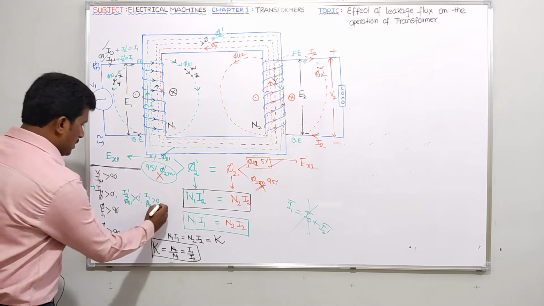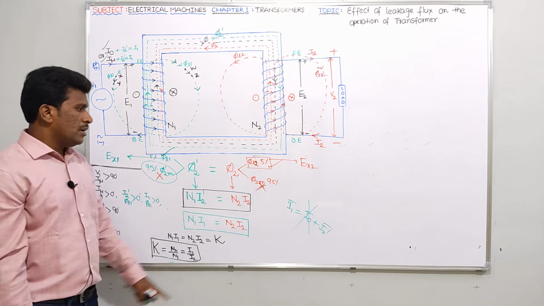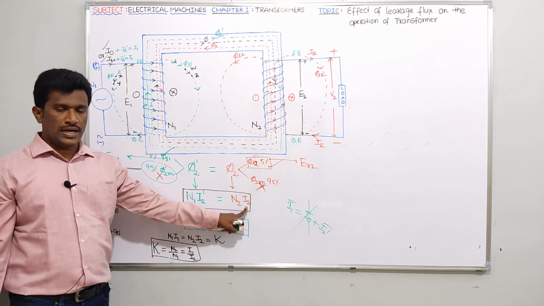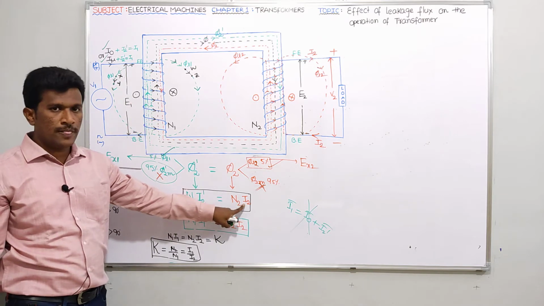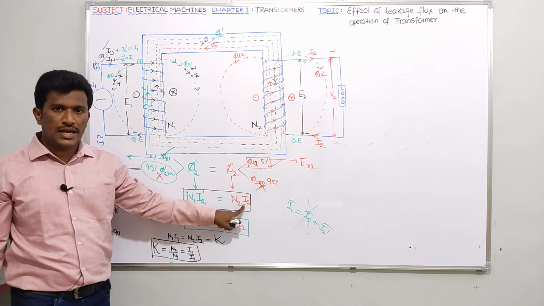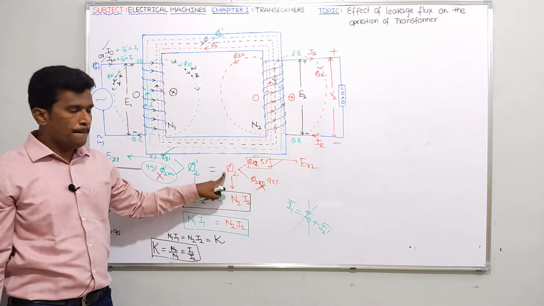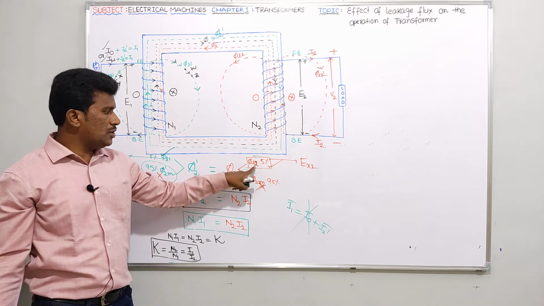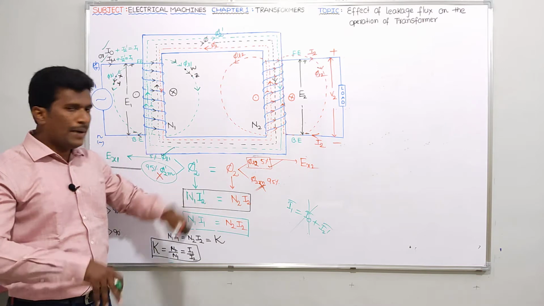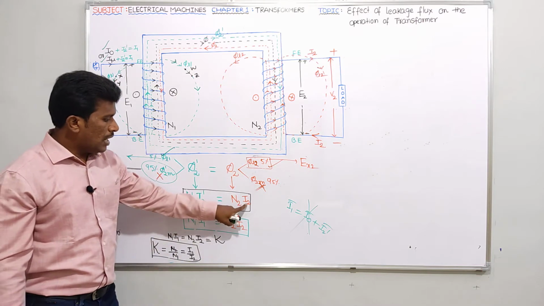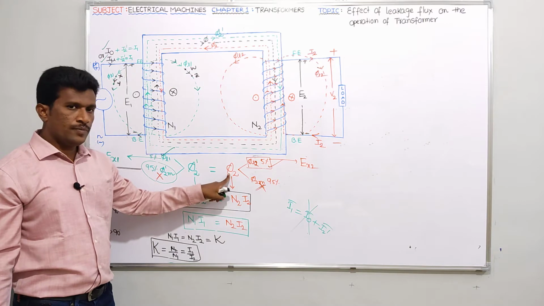Okay guys. Similarly, tell me, because of I2 current flowing in the secondary side, you will get phi 2 in the secondary side. Under this phi 2 only is phi L2. Phi L2 is nothing but the self leakage flux component of phi 2. So because of I2 you are getting phi 2.